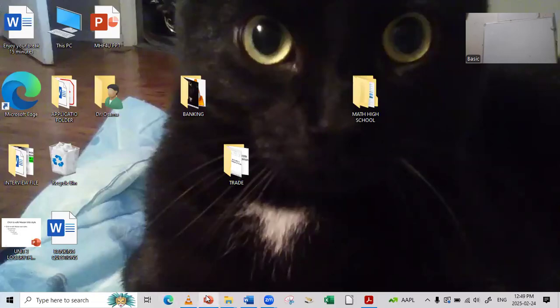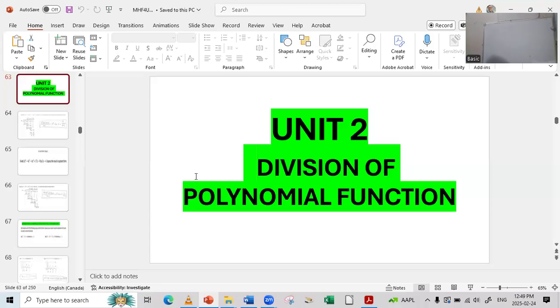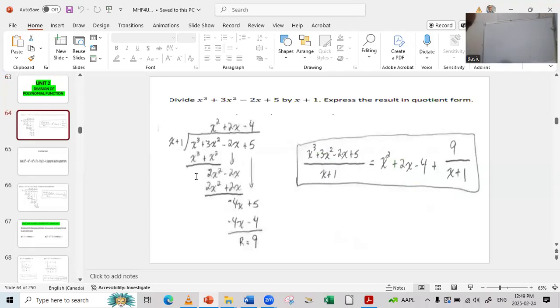The division is like this. This is unit 2, division of polynomial functions. We will go right ahead into this example, which says: divide this, and express the result in quotient form. The quotient form is the long division form which you studied before, in elementary or preparatory school. It is a very easy way, but you have to be very careful because of the powers.